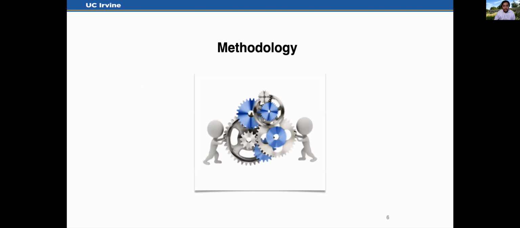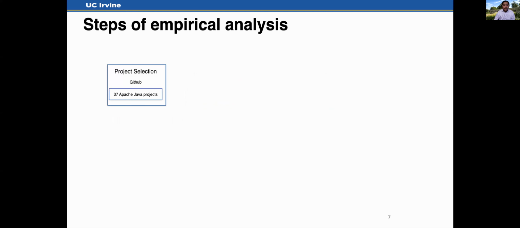Now I will talk about the steps of the empirical analysis that we conducted for this paper, which we started by selecting 37 Apache projects written in Java. We collected them from GitHub. We selected projects from Apache because they use multiple communication channels and have specific instructions for using these channels. Selecting random projects from GitHub without a well-documented discussion procedure would make it difficult to ensure that we have identified all communication channels. Since our goal was to understand how discussions are scattered across all channels, identifying all channels is of the utmost importance.